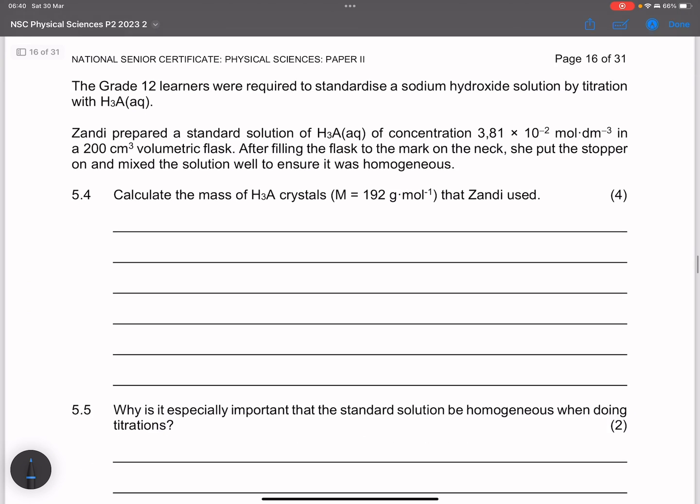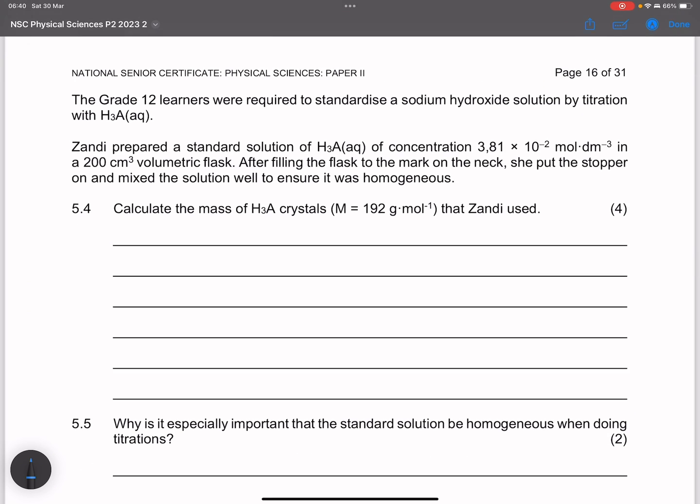So the next question says a grade 12 learner, the grade 12 learners were required to standardize a sodium hydroxide solution by titration, right? Zandi prepared a standard solution of H3A with a concentration of that in a 200 cubic centimeter volumetric flask. After filling the flask to the mark on the neck, she put the stopper on and mixed the solution well to ensure it is homogeneous. Now they want us to calculate the mass of H3A.